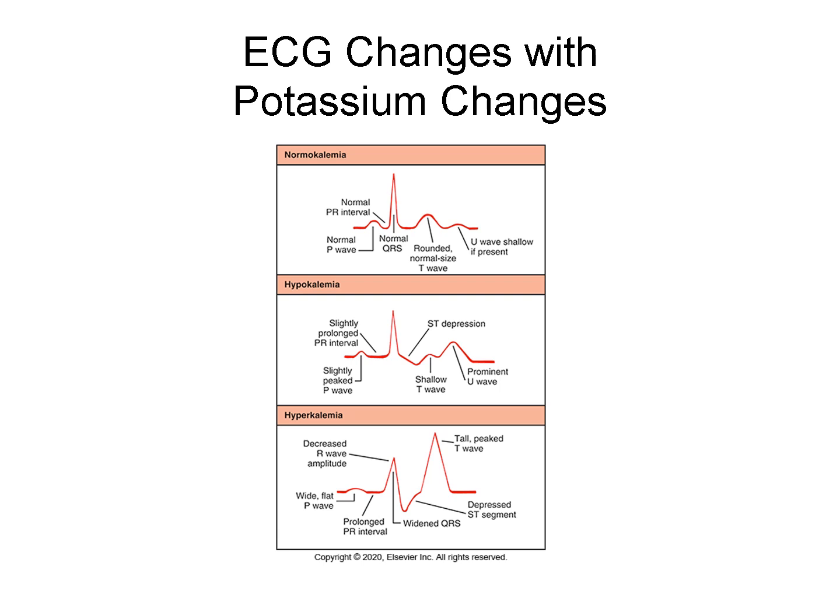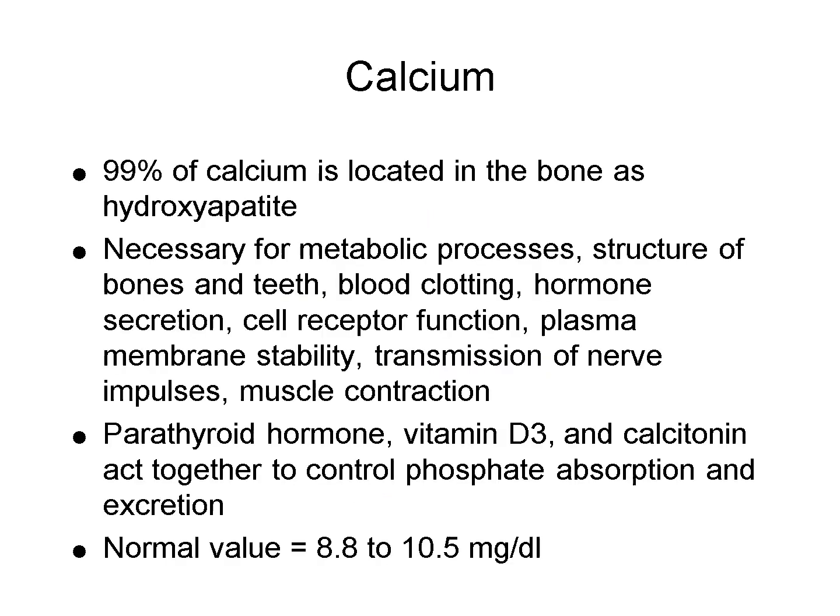In hyperkalemia, the ECG often reveals a tall, peaked T wave, a wide and flat P wave, a prolonged PR interval, a widened QRS complex, and a depressed ST segment. These electrical alterations can be early signs of serious cardiac risk.